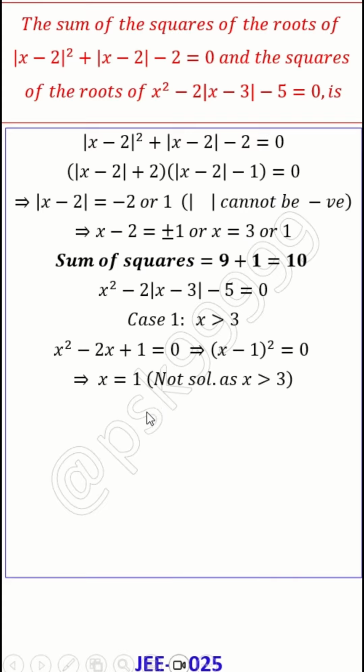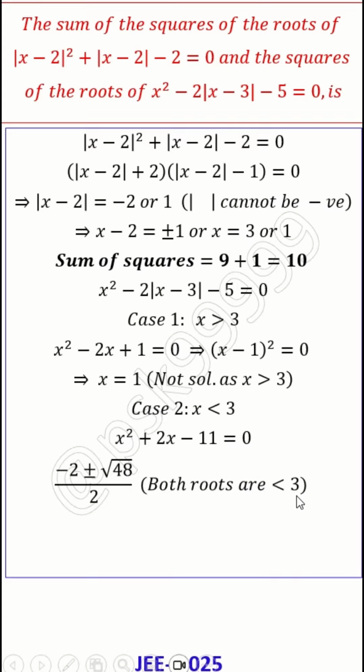Okay, so ignore that and go to the second case, where x is less than 3. In this case the equation becomes x² + 2x − 11 = 0, and these are the roots. If you check, just a rough value, you know that one is negative, so it is less than 3. The other one also: the square root of 48 we can consider as about 7, so 7 minus 2 is 5, and 5 by 2 is around 2.5, which is less than 3. So both roots are valid roots.